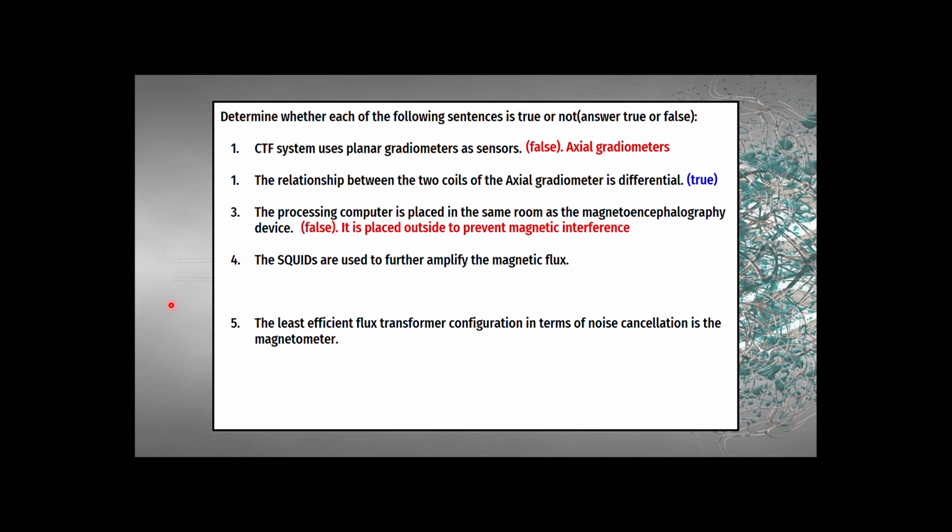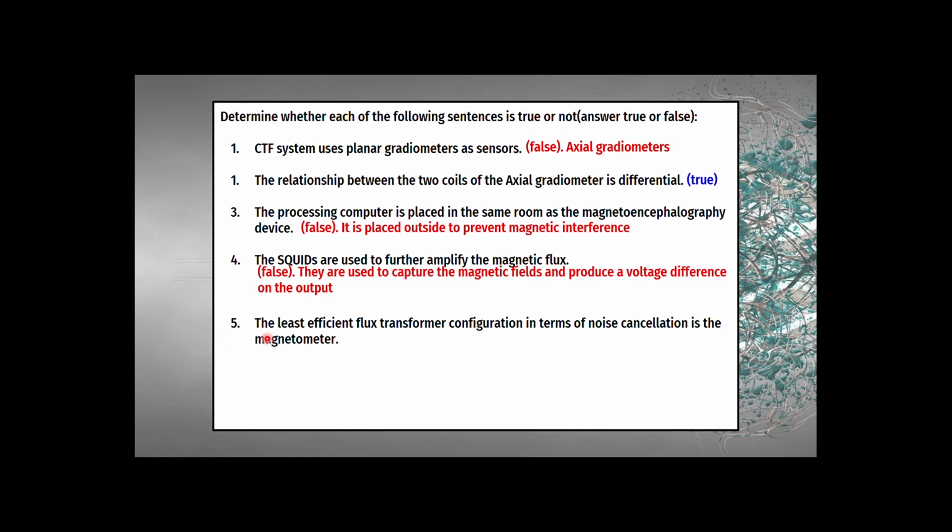Now the squids are used to further amplify the magnetic flux. Now we said that the magnetic flux is actually amplified by the flux transformer. The squids are used to detect the magnetic fields of the small coils of the flux transformer and convert this magnetic field into a potential on the other side of the squids. So of course it's false, and they are used to capture the magnetic fields and produce a voltage difference on the output.